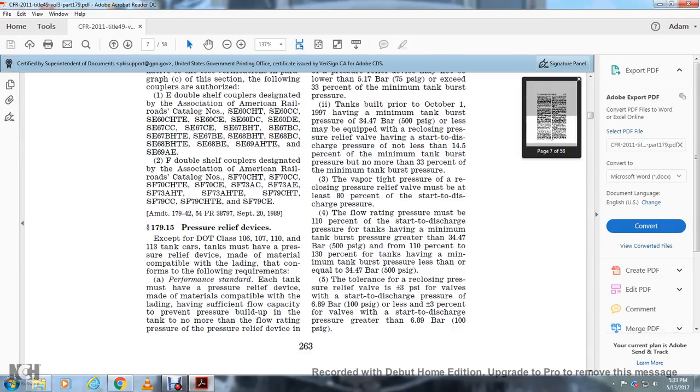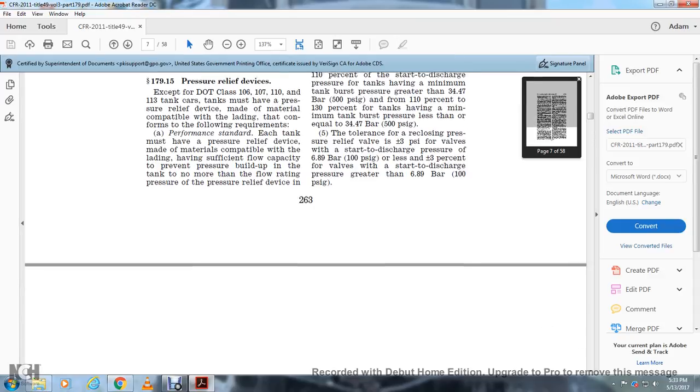The tolerance for reclosing the pressure relief valve is plus or minus 3 psi for valves with a start to discharge pressure of 6.89 bar or 100 psig or less, and plus or minus 3% for valves with a start to discharge pressure greater than 6.89 bar or 100 psig gauge.